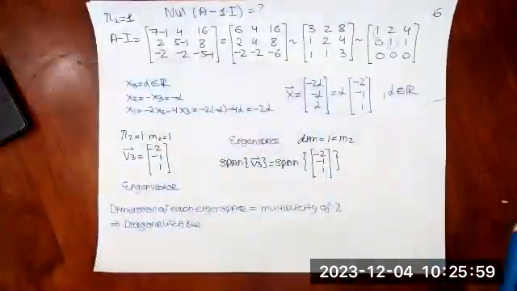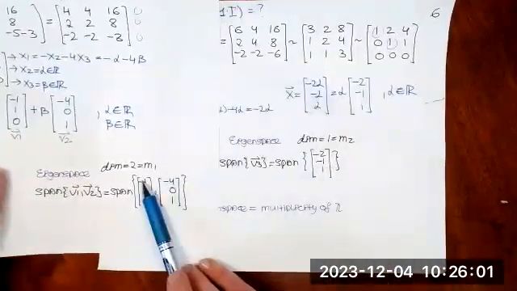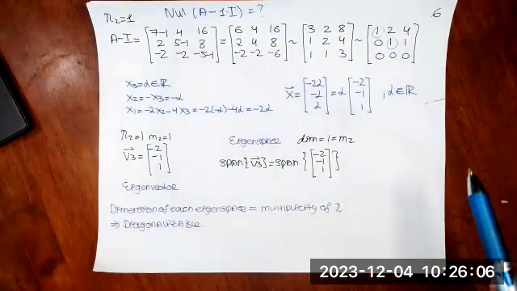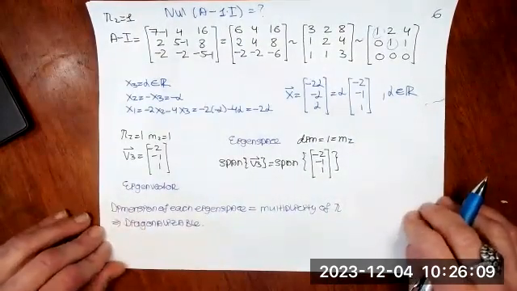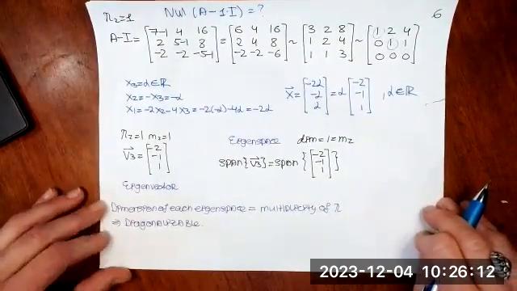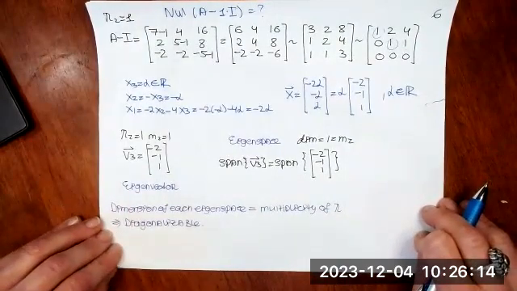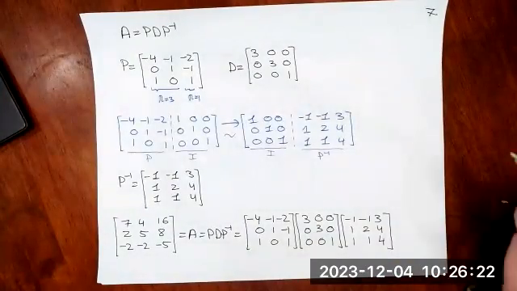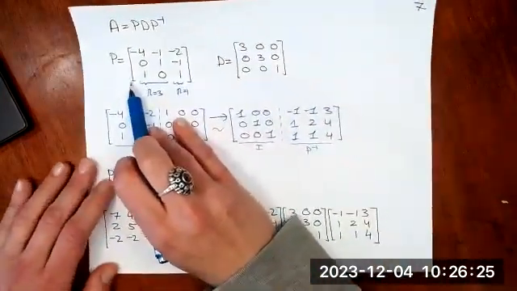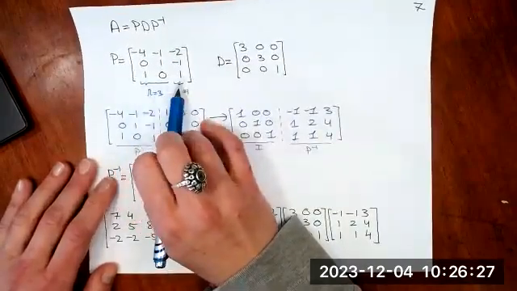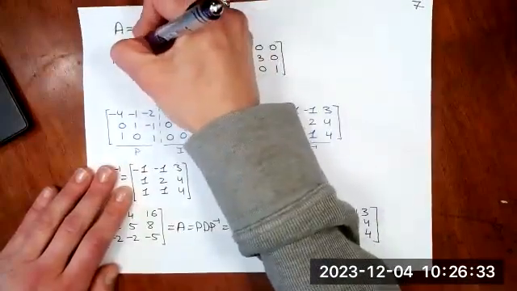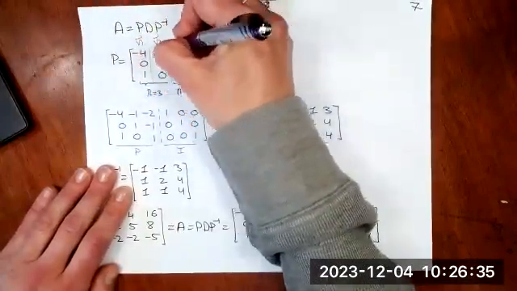Since the dimensions of my eigenspaces equal the multiplicities of the corresponding eigenvalues, my matrix is going to be diagonalizable, so I can diagonalize it. When I'm diagonalizing it, I am basically constructing my matrix P by putting my eigenvectors as columns. So columns are eigenvectors: this is V1, V2, and V3.